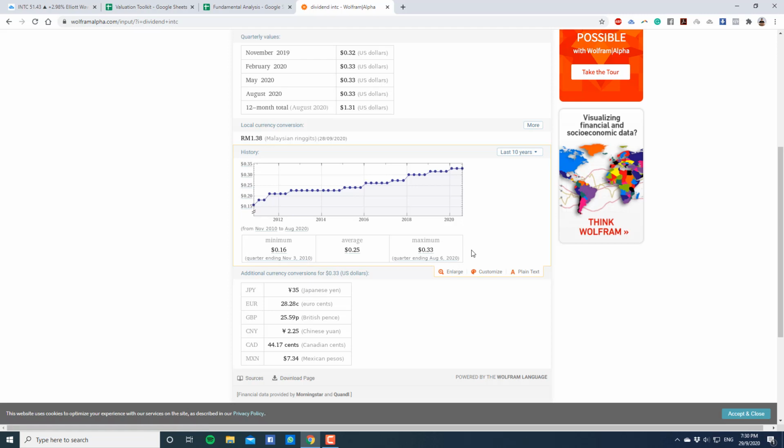So that's almost like 100% growth in their dividend across close to 10 years, right? And if you just average that out, that's about 10% dividend growth per year. Of course, we do it very simply without compounding effect and things like that.